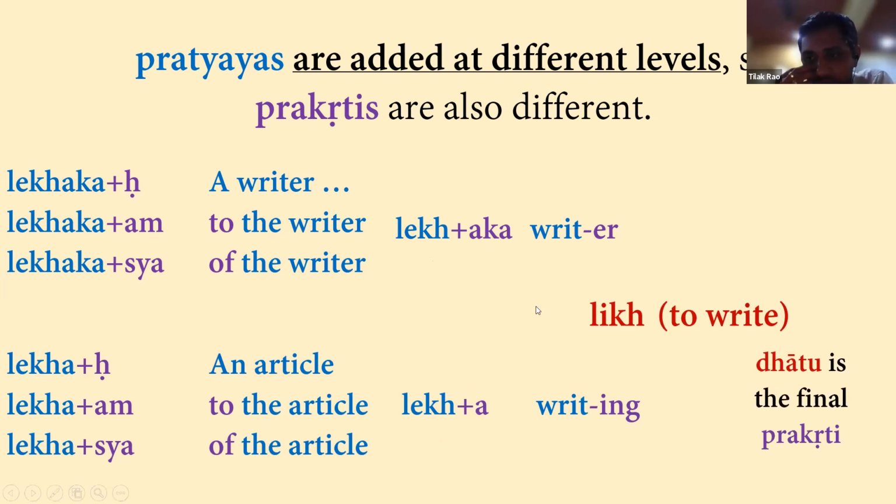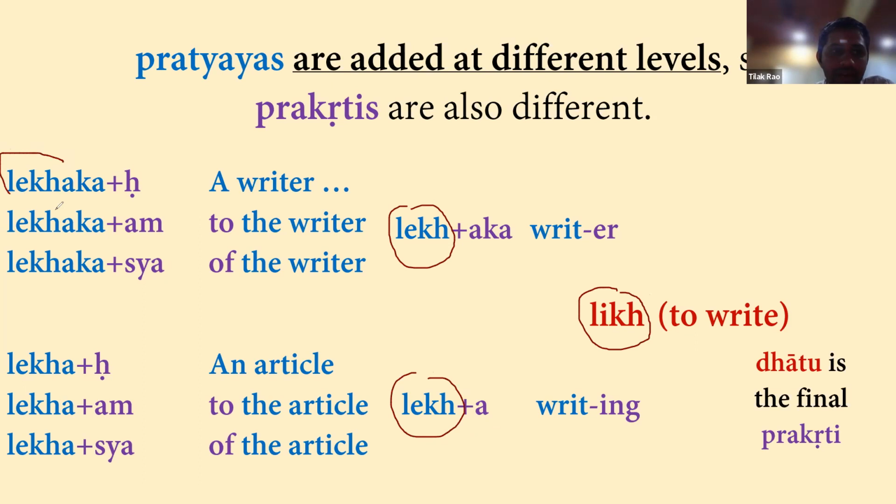So dhatu is the final prakriti. Likh is also a prakriti, and lekh is also a prakriti. See, there are now different prakritis. Likh is a prakriti, lekh is also a prakriti, and lekhaka is also a prakriti. Why is this a prakriti? Because we are adding pratyayas. Therefore, this is called prakriti. To whichever we add a pratyaya, that is called prakriti.